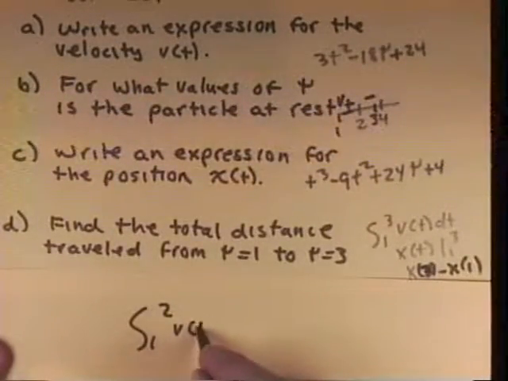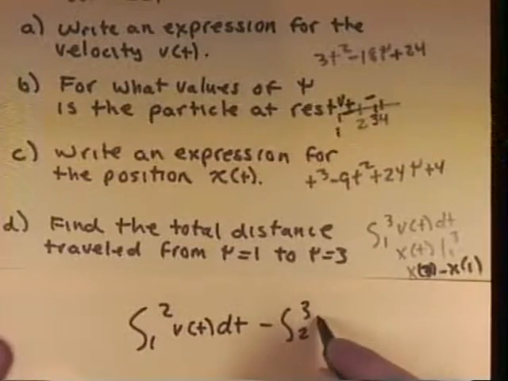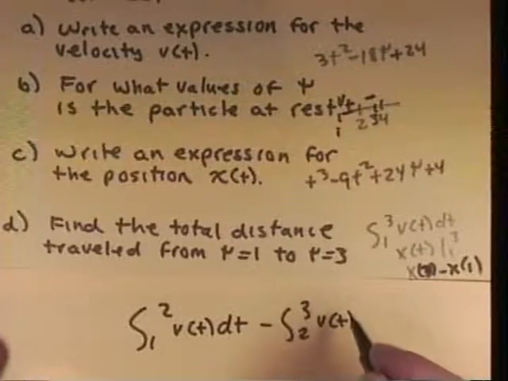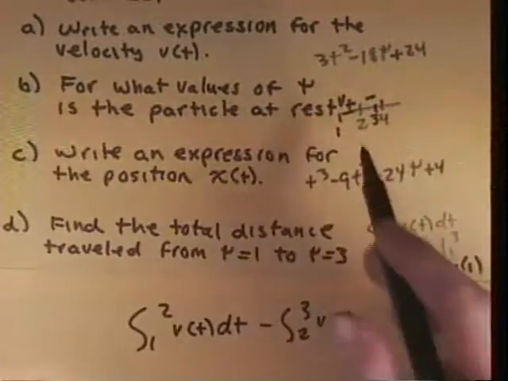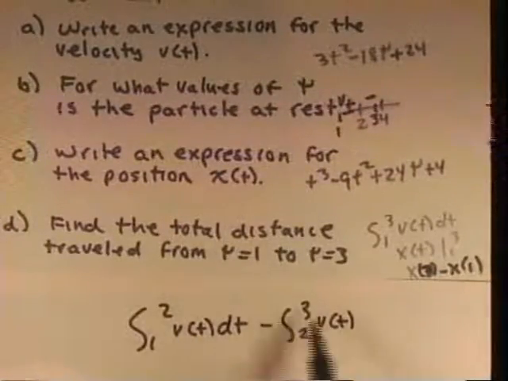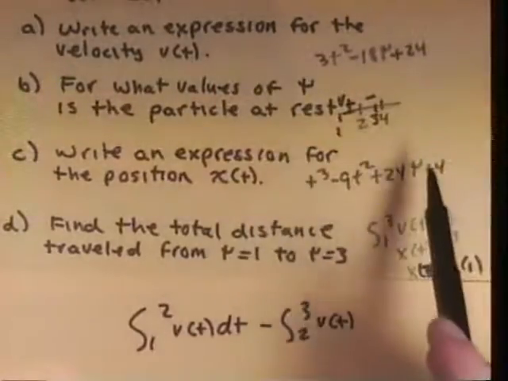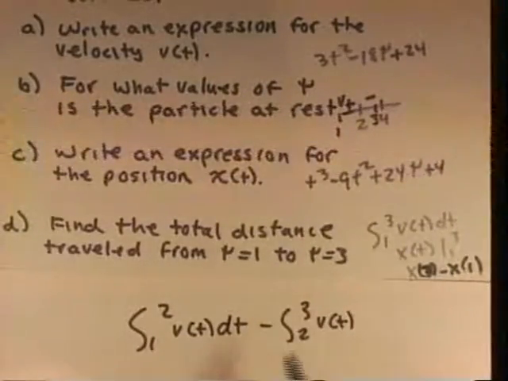And we would subtract the one from 2 to 3, because that's where it's negative. You want to take where the velocity is positive and subtract out where it's negative. I'm not going to actually go through and do this, but if you had a calculator, you would write down the velocity function and integrate it.